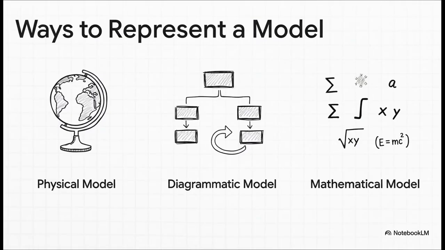And there are a few different ways we can actually build these models. We can make physical, tangible versions, like a globe or an architect's model of a building. We could draw them out visually, like in a flowchart, to map out a process. Or, if we want ultimate precision, we can describe them using the pure logic of mathematics.